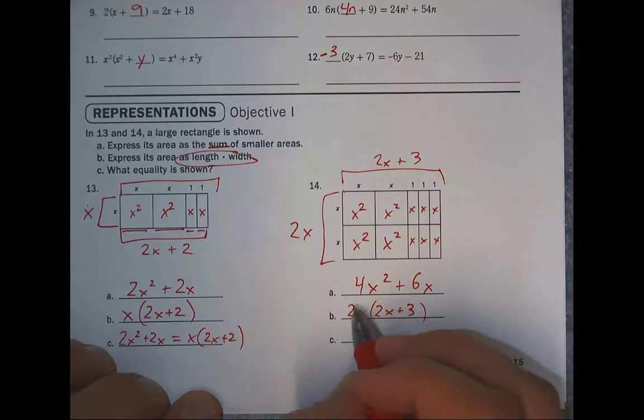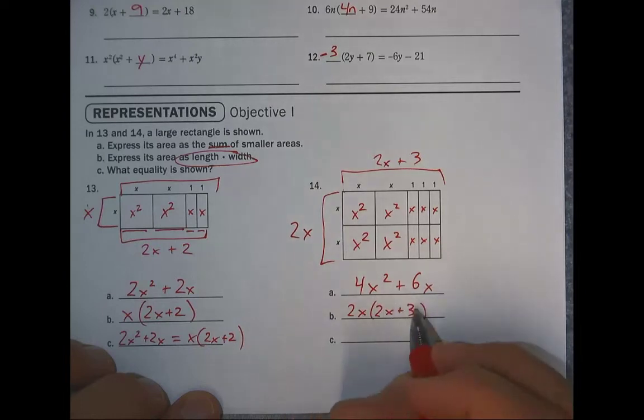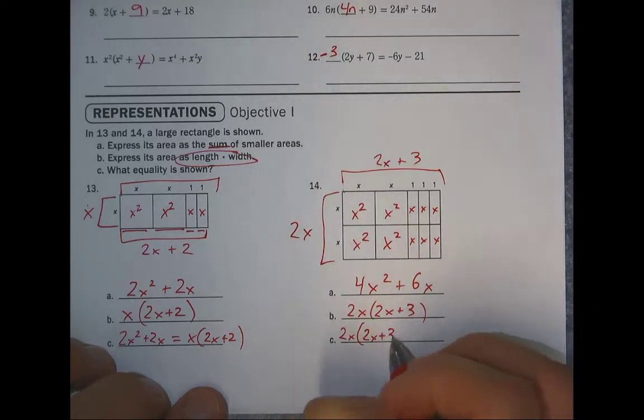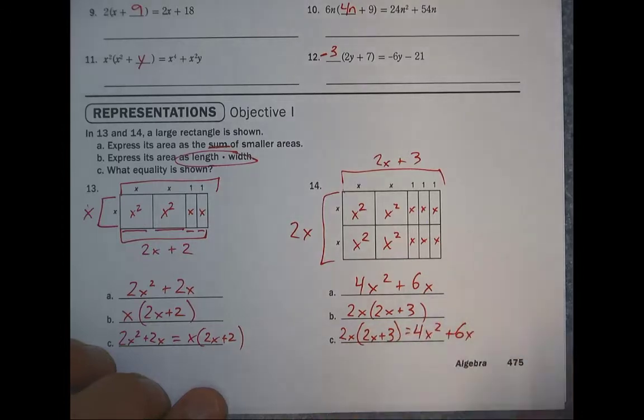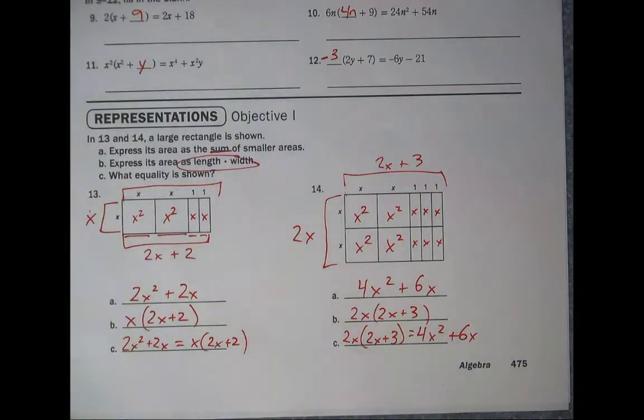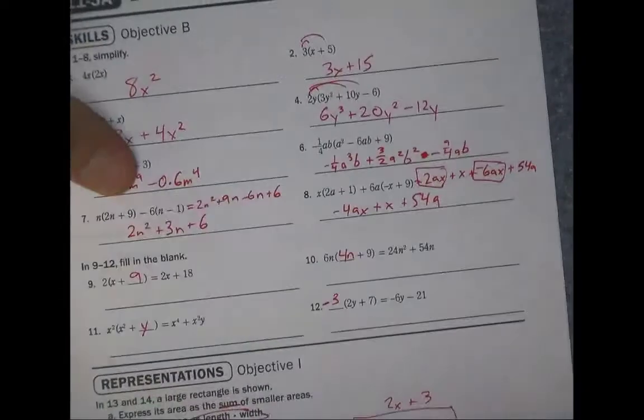And if you multiply this, you'd get the 4x squared and you get the 6x. So these are equal to each other. You can write it either direction, just show that they're equal. And we're all set on this side. So let's go to the second page.